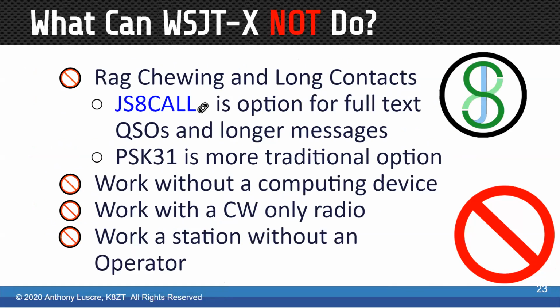Now, what can WSJT-X not do? Well, the first thing is it's a horrible rag chewing mode because you only get to use 14 characters each transmission. So just think about it. If you want to carry on a long rag chewing session with someone and you only get to use 14 characters at a time, you'd be there a rather long time.